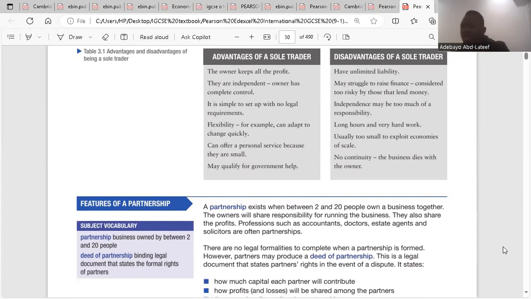Lack of continuity. I wrote just three. We don't have to write everything. The second one I wrote is about lack of continuity. Lack of continuity is a result of the fact that if the owner of the business dies, the business is over. That means the business cannot continue if the owner is dead. Is it clear?